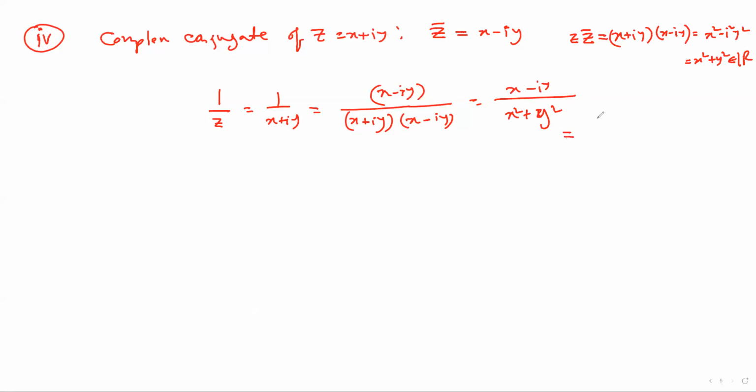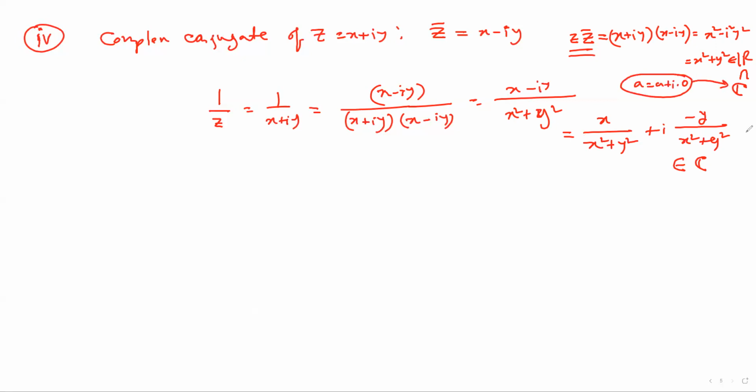This is actually of the form a plus ib. You can just write x by x squared plus y squared plus i times negative y by x squared plus y squared. So this is of the form a plus ib, so it must belong to the set of complex numbers. Even z times z bar belongs to the set of complex numbers, because as we have seen, R is nothing but a subset of C. That is basically every real number a is actually a plus i into 0. And every real number is a special case of a complex number, right?